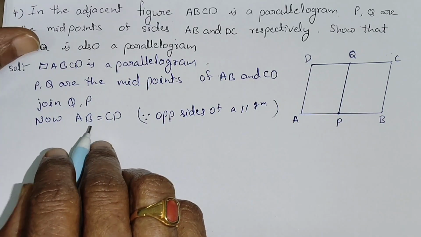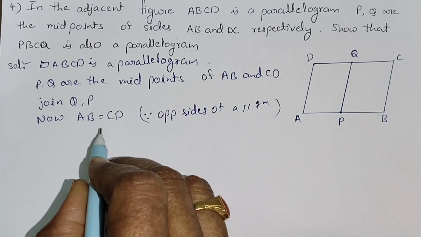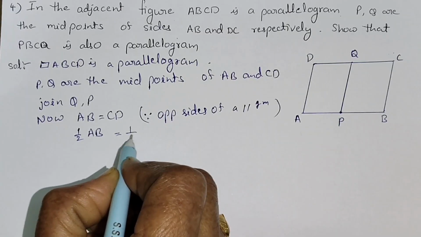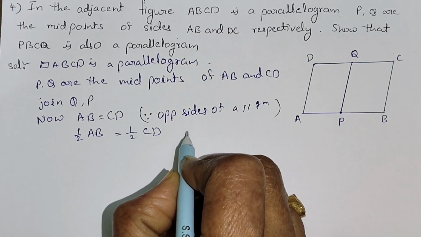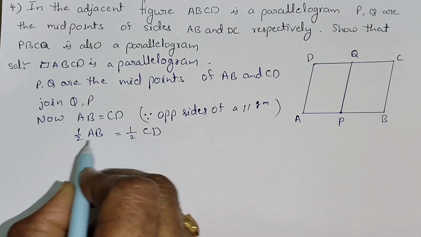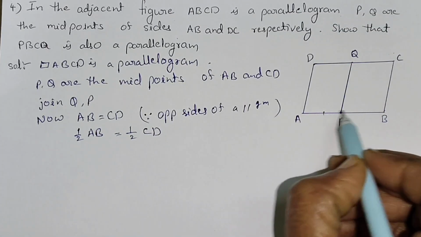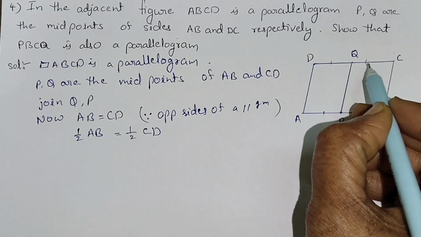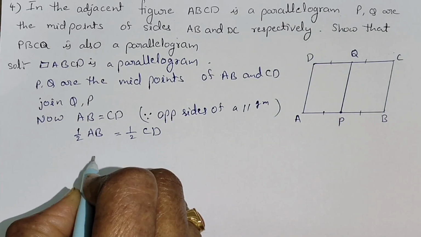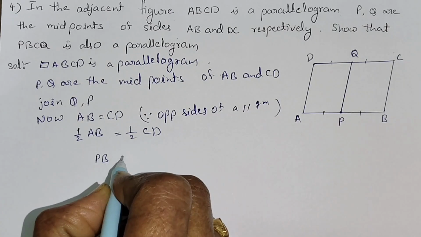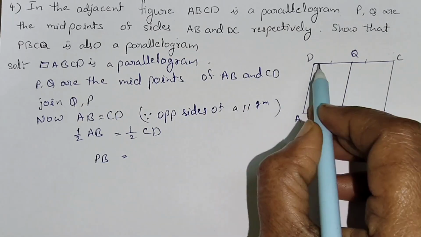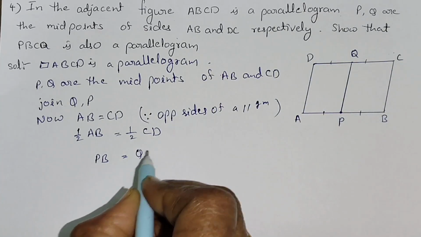These two are equal, so dividing both sides by 2, we get 1 by 2 into AB is equal to 1 by 2 into CD. These two halves are equal because P and Q are the midpoints. So we write 1 by 2 AB equal to PB, and 1 by 2 CD equal to QC.